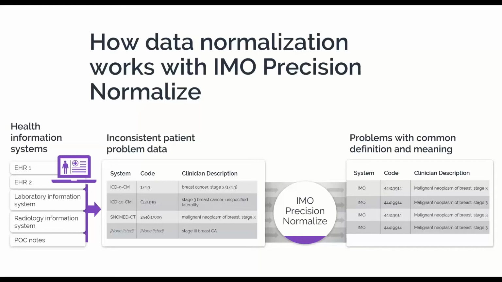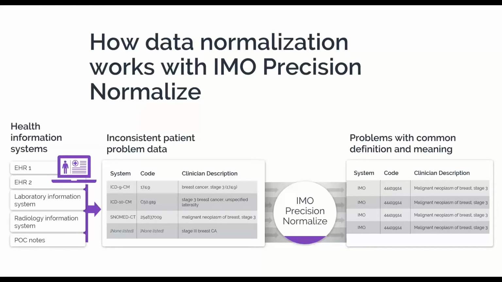So if we dig in a little bit, in the first example, we see an ICD-9 code 174.9, and the description breast cancer, comma, stage 3, and in parentheses, the 174.9. In the second example, we see an ICD-10 code, C50919, and a description stage 3 breast cancer, comma, unspecified laterality. And then in the third, a SNOMED code, 254837009, and that is malignant neoplasm of breast, comma, stage 3. And then finally, in the fourth example, there's no code specified, and we have stage III breast and the letters CA. The 3 I's, of course, are representing the number 3, and CA stands for cancer.